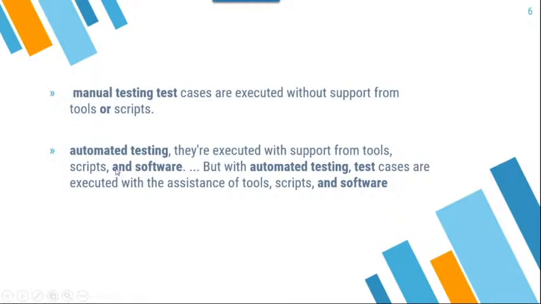Suppose you want to do automation for any application. You require some tools, as well as some scripting knowledge. Java is required, Python is required, C sharp is required. If you want to write the script in Python, you need to learn Python. If in Java, you need to learn Java. Ruby, you need to learn that language. Based on that, you write the script, and based on the tools and script, we execute the application. Such kind of testing we call automation testing.